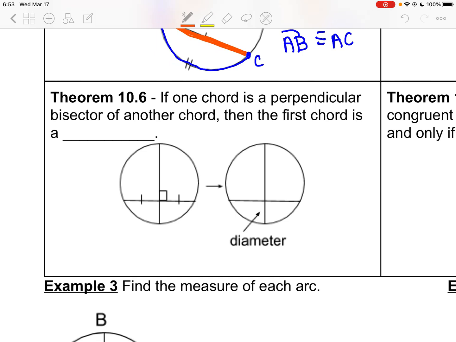So here, if one chord is a perpendicular bisector of another chord, so we have one chord that has been bisected, and it's perpendicular. So if one chord is a perpendicular bisector of another chord, then that first chord is a diameter. So in order to bisect, it would have to go through the center of the circle, and that's going to make it a diameter.